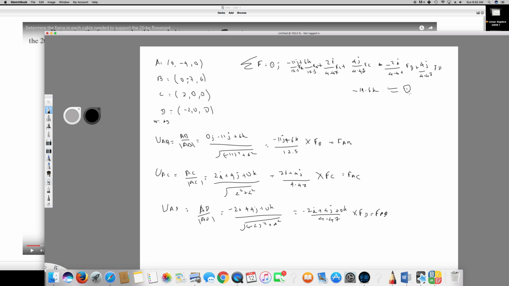First of all, we can simply solve the K, because there's only one K value: 6K over 12.5 minus the weight is equal to 0. Bring the weight to the other side, multiply by 12.5, and divide by 6. It's going to give you FB. So you form a set of equations and find all of the FB, FC, FD values. That's how we do this question.